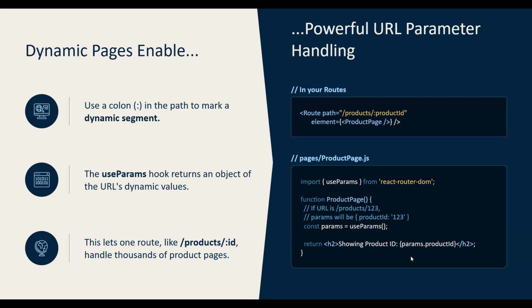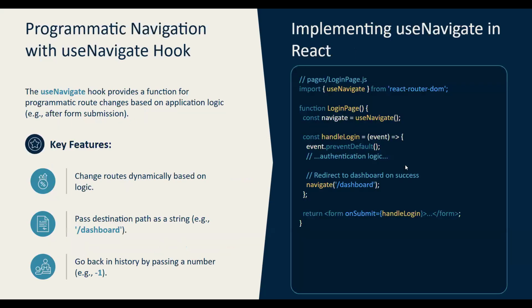This is powerful because one route definition can support thousands of different pages without us having to manually create a separate route for every single product. Like, imagine creating routes for a thousand products. That is not only exhausting, but it is really redundant.